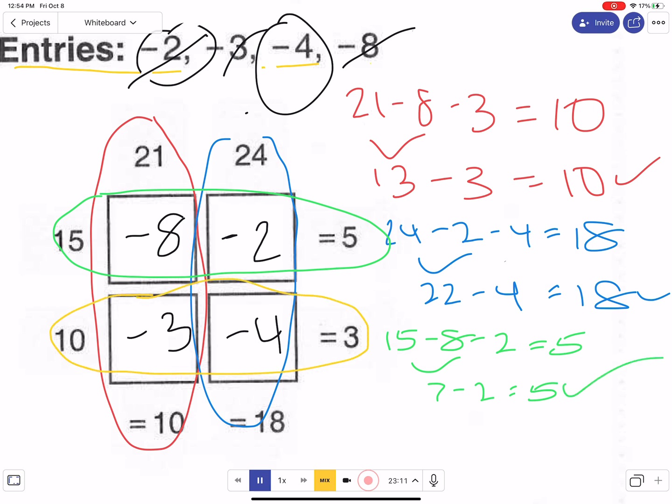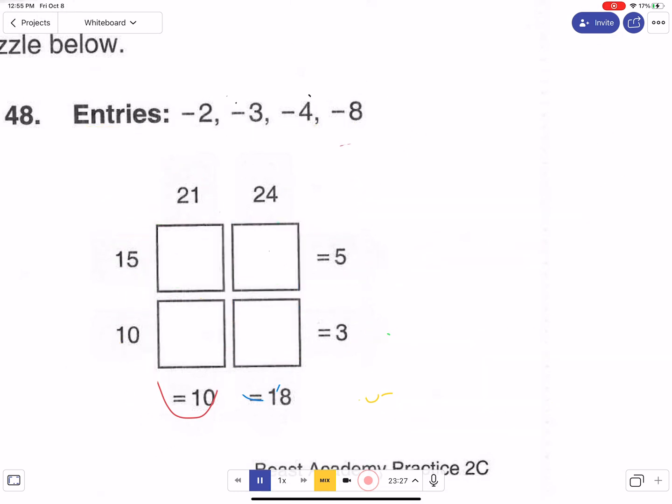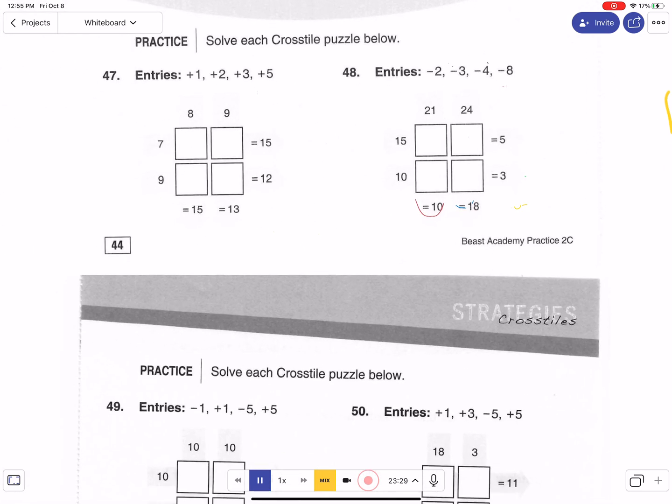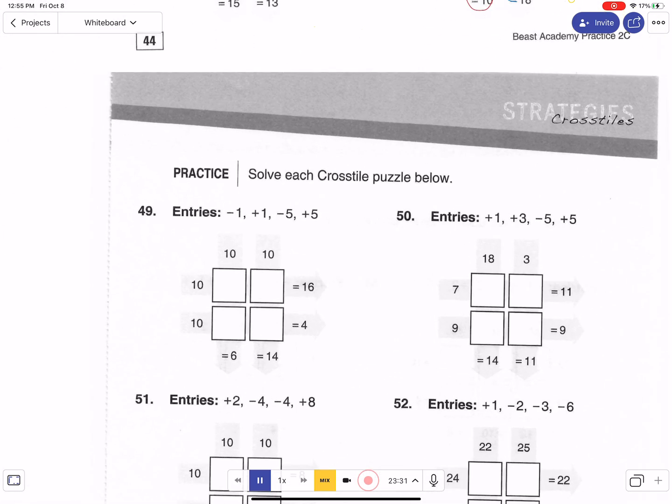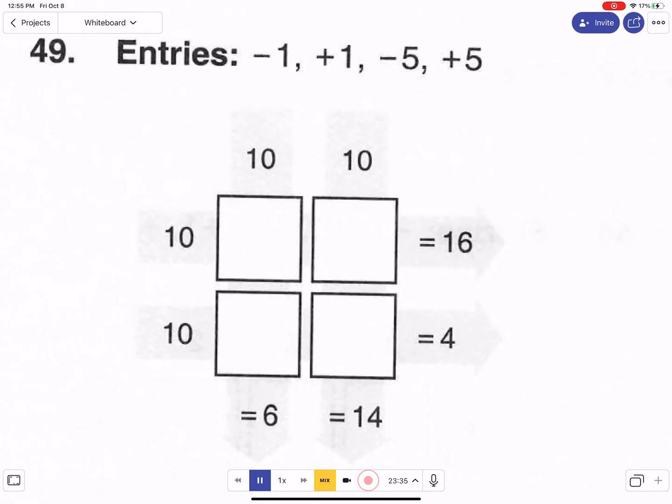Bottom row, 10 minus 3 minus 4 equals 3. 7 minus 4 equals 3. Is that right? It is right. So that is our correct answer. Okay, so let's go to our next problem over here. Okay, so we're gonna solve all these cross-tile puzzles.